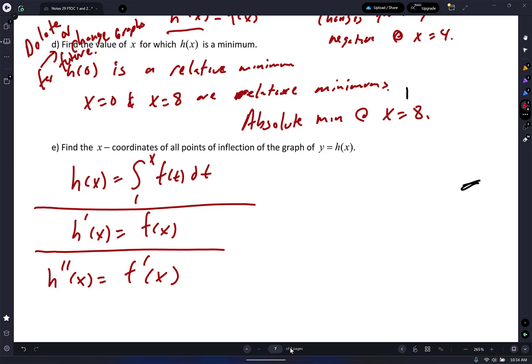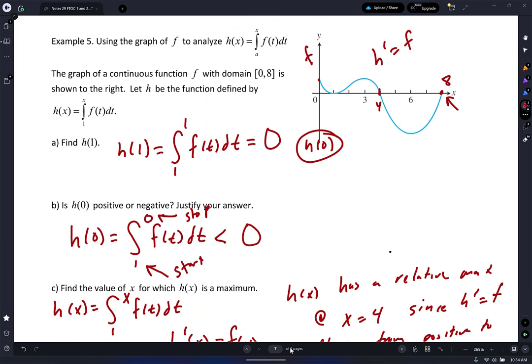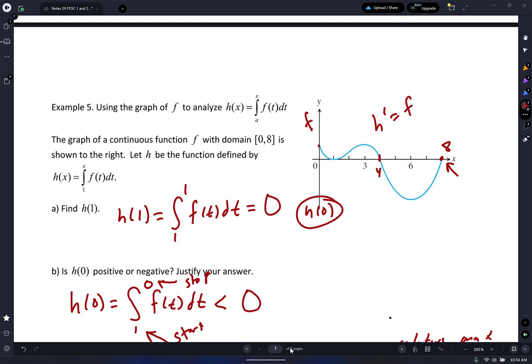I'll slow down because this is where we had a really hard time. H prime prime changes from positive to negative or negative to positive whenever h prime goes from what to what? Increasing to decreasing or vice versa. Wherever this graph has maxes and mins. Does that make sense? So look, this in red, h prime prime is negative because h prime is decreasing. This in purple, h prime prime is positive because h prime is increasing. Does that make sense? So this in red is part of the decreasing.